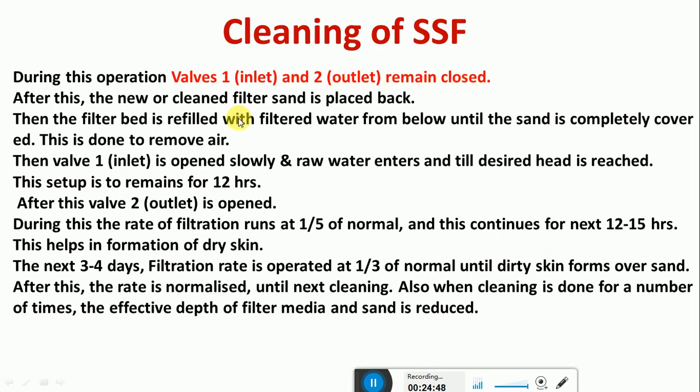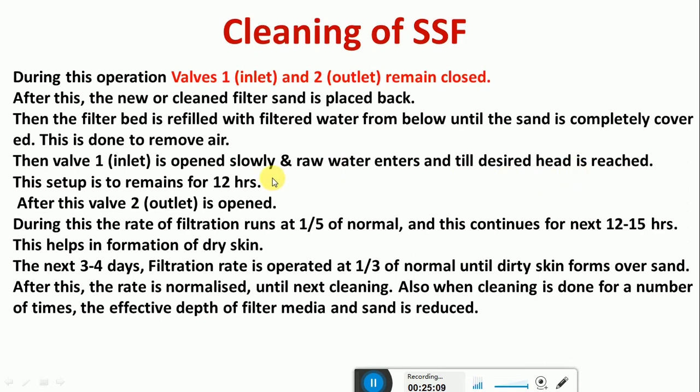After this, the new or clean filter sand is placed back. Then the filter bed is refilled with filtered water from below until the sand is completely covered. This is done to remove air. So then the valve 1 is opened slowly and raw water enters till the desired head is reached. This setup will remain for up to 12 hours.